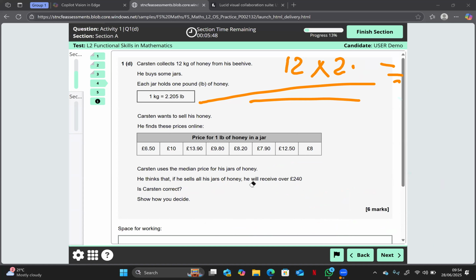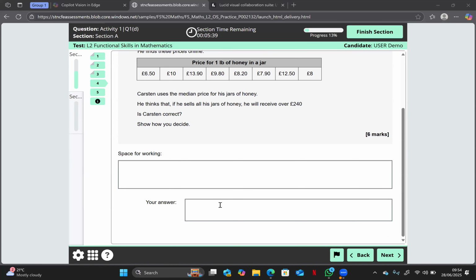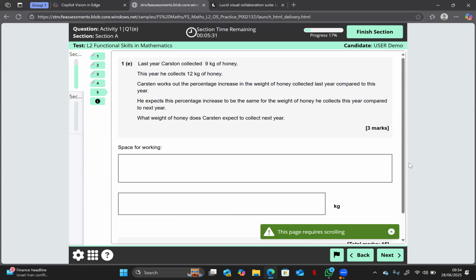So we started the working out. We would leave it on there, but obviously I can't do that. But you need to show the working out to gain 6 marks, like I did.